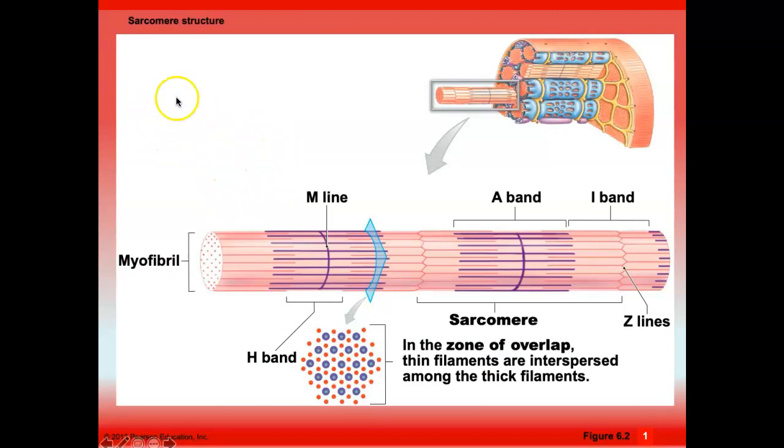One of them is called the Z-line, and that is the end of the sarcomere. So here we see two complete sarcomeres. One sarcomere goes from this Z-line to this Z-line, and then there's a Z-line right here. So it is the Z-line, this zigzag line that is at the end of the sarcomere.